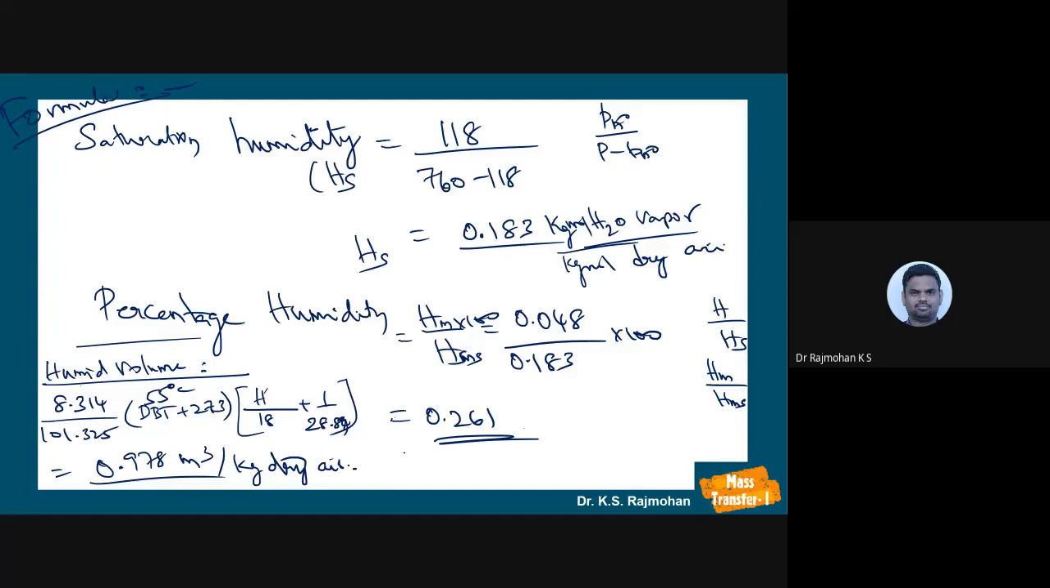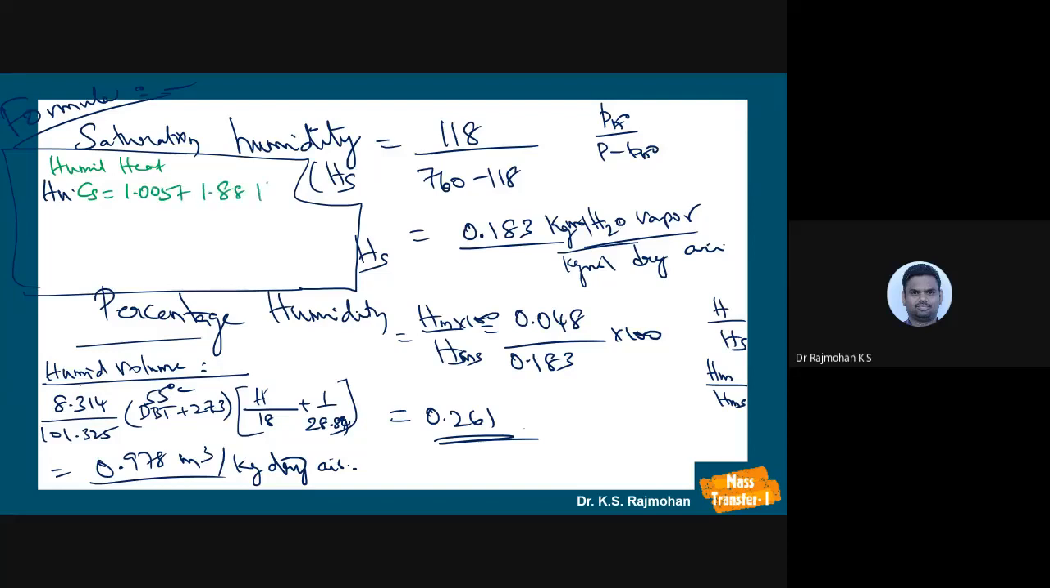Okay, and similarly you can determine what is humid heat. How to determine humid heat? Humid heat is equal to, there is a formula, Cs is equal to 1.005 plus 1.88 into H. Okay, so 0.03, that is absolute humidity, you have to use, absolute humidity in terms of kg. So 1.005 plus 1.88 into 0.03 gives us humid heat. So that's your Cs value. You will get 1.0615 kilojoules per kg.